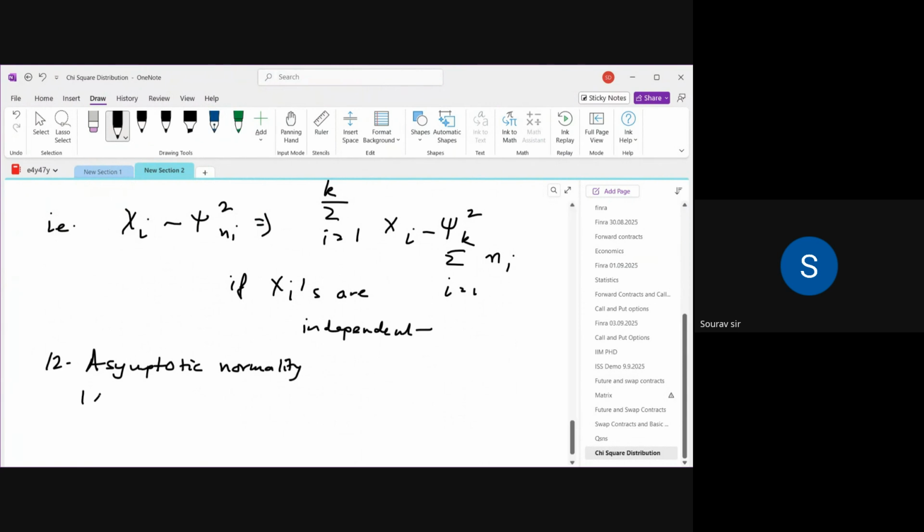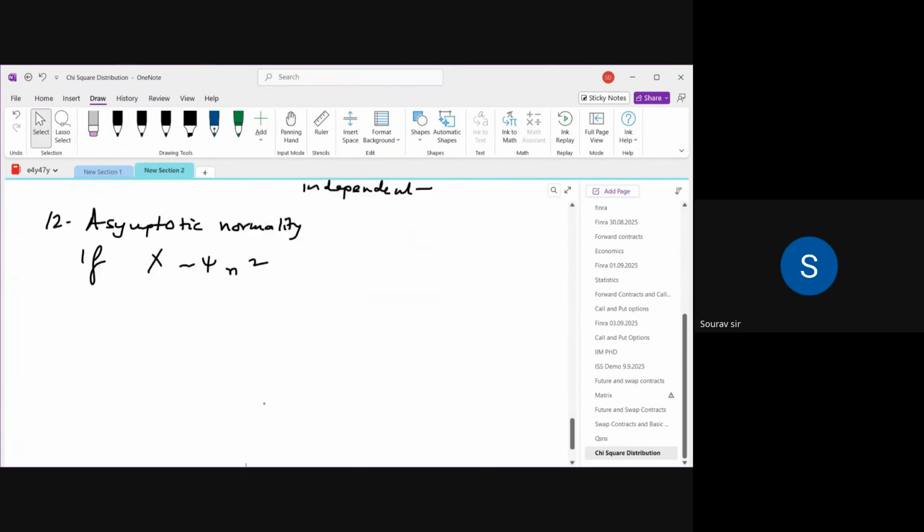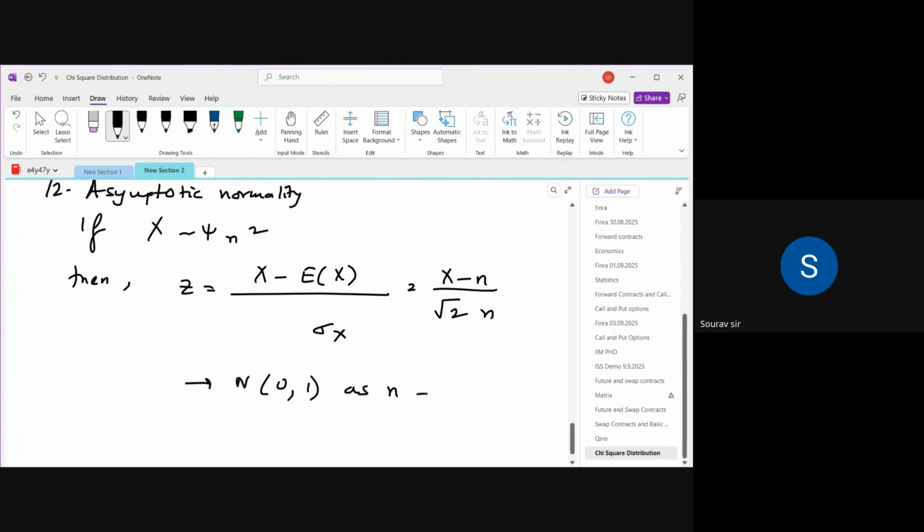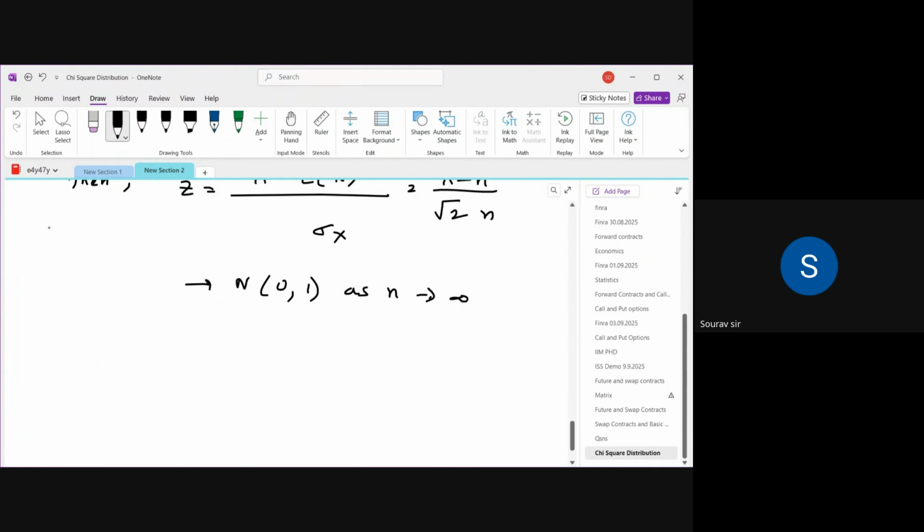Asymptotic normality. If X tends to infinity, then Z equals X minus expectation of X divided by sigma X. So that is X minus n by root 2n, which will be N(0, 1) as n tends to infinity. For practical purposes, sigma squared is 2n for large values of n. The approximation is fairly good for n greater than 30.